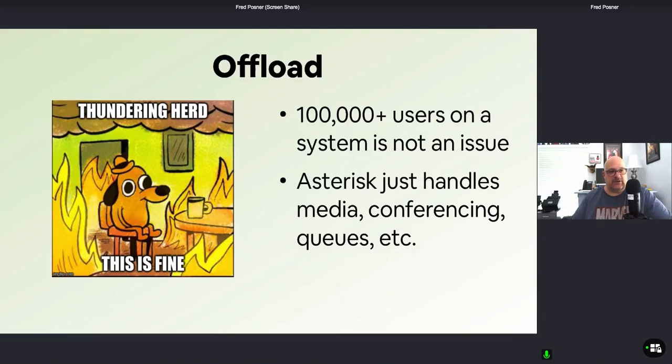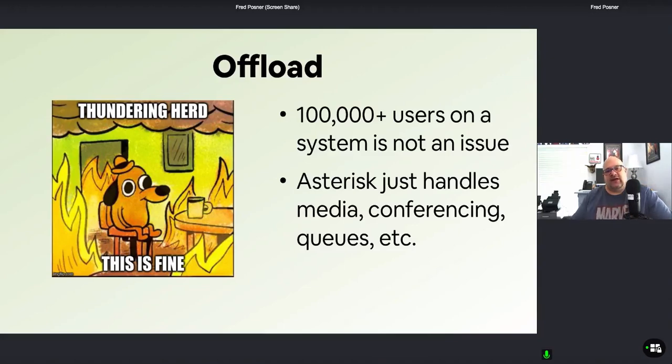It's just because it does SIP and nothing else, and it's designed for SIP, what you can do with Kamailio and scale is just dramatic. So, hundreds of thousands of users on a single system is not an issue. And if you want to scale up to hundreds and hundreds of thousands or millions of users, you can just add more Kamailios to the mix.